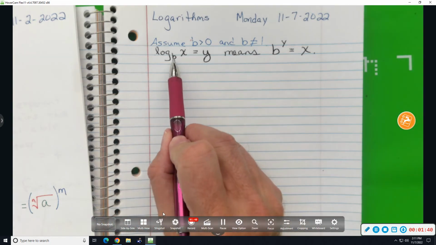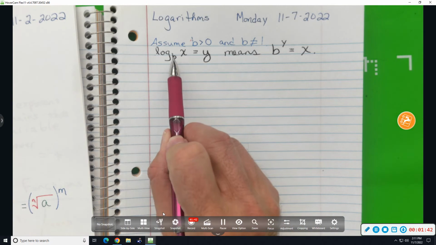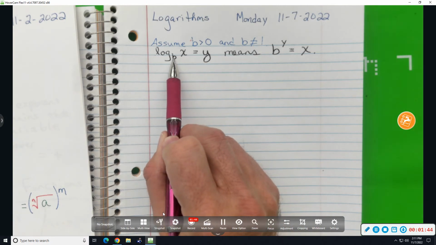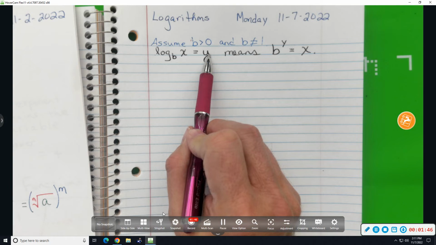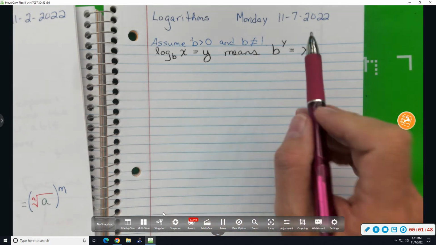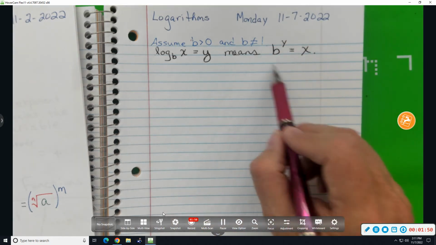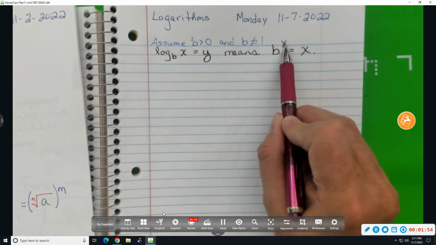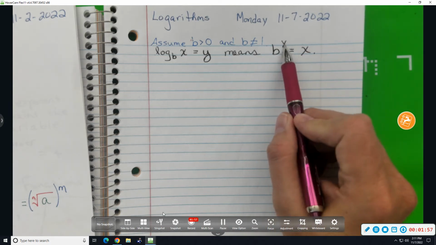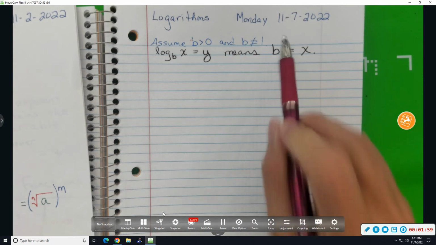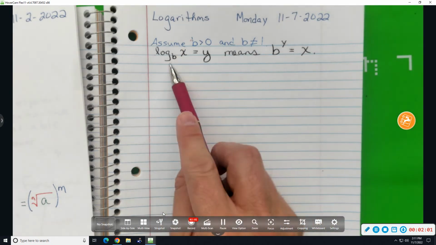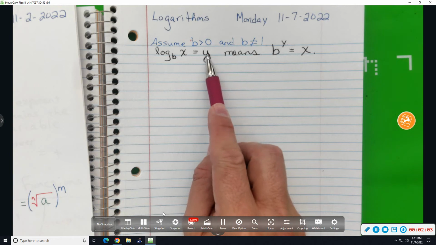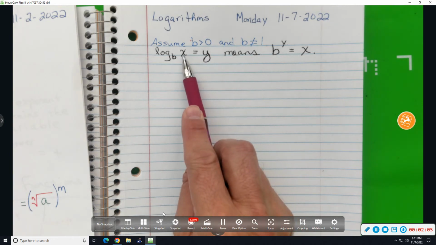With a logarithm, the base is a small subscript, okay? And the exponent is just written normal size. In exponential form, the base is written large. The exponent is a superscript. This number to this power equals that number.